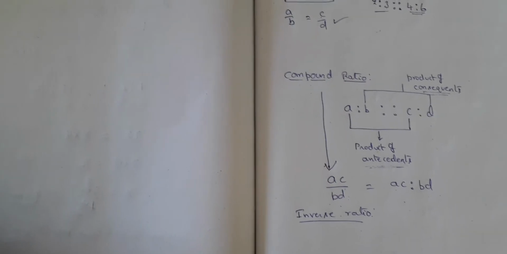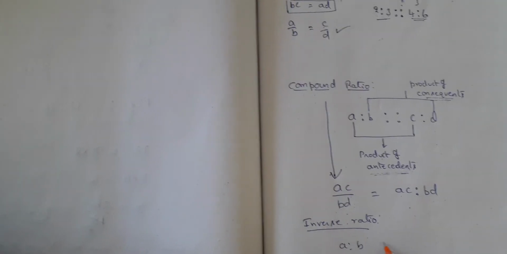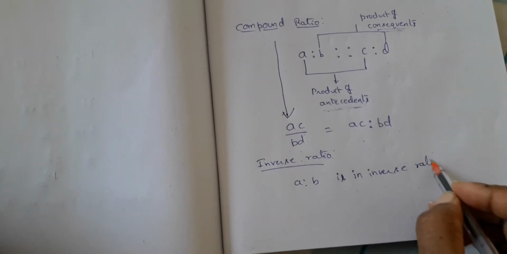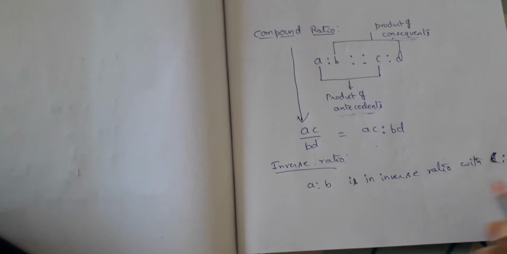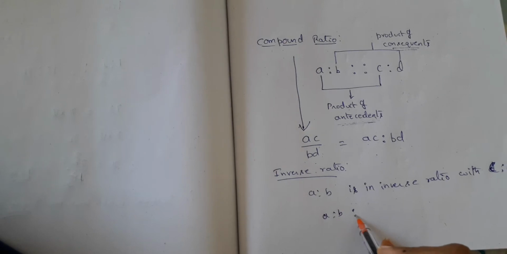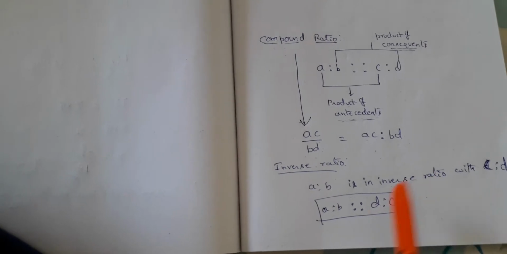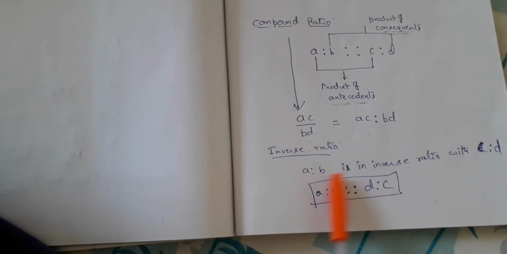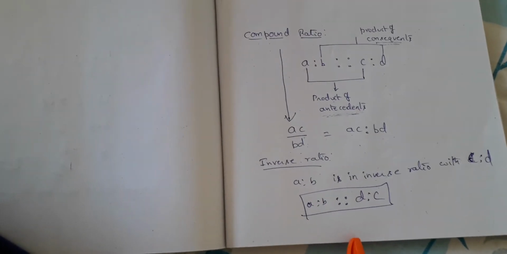Okay, suppose it is an inverse ratio, what are you going to do here? Suppose it is given that A is to B is in inverse ratio with C is to D, or D is to C, whatever it is. Then you will write A is to B as D is to C. Since it is inverse, you take the reciprocal of the second ratio and substitute in the proportion formula. And afterwards, the process is the same.